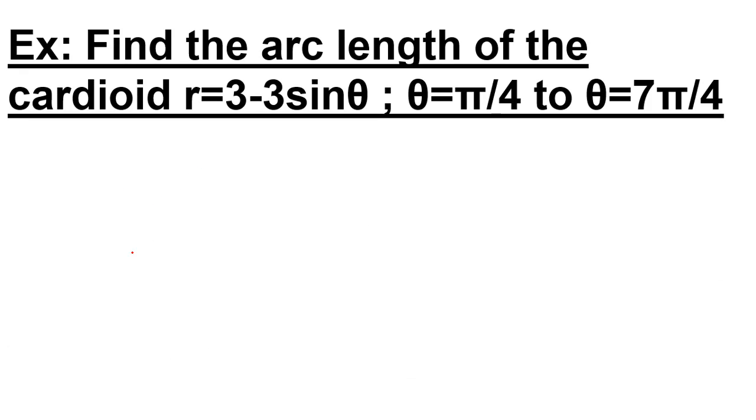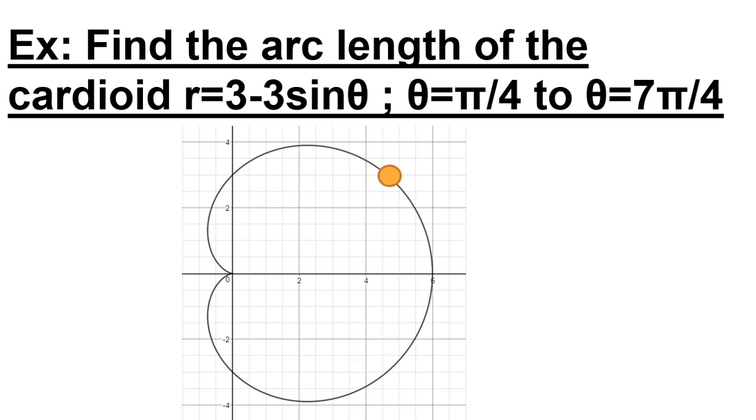Let's look at some examples. Find the arc length of the cardioid r equals 3 minus 3 sine theta, theta equals pi over 4 to 7 pi over 4. This is the graph of it. This is pi over 4, so it travels to here. This is 7 pi over 4. So we just calculate the distance it travels along the curve here.